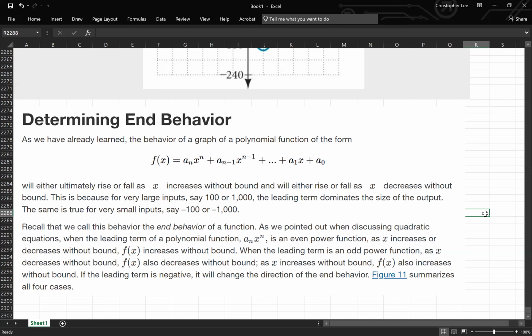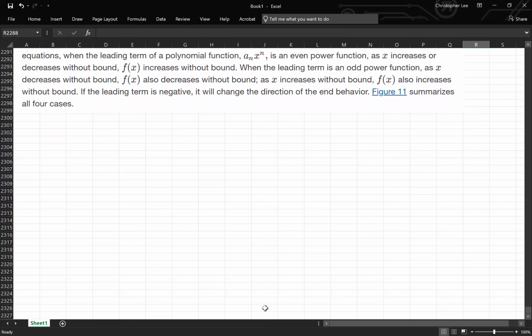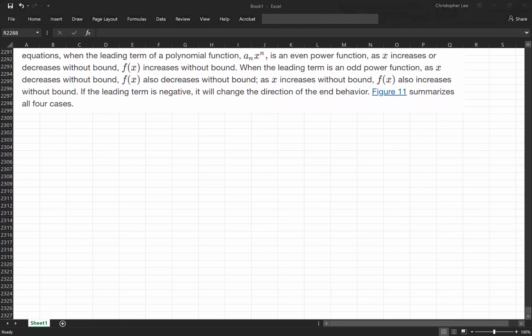Recall that we call this behavior the end behavior of the function, as we pointed out when discussing quadratic equations. When the leading term of the polynomial function a_n x to the n is an even power function, as x increases or decreases without bound, f of x increases without bound. When the leading term is an odd power function, as x decreases without bound, f of x also decreases without bound. As x increases without bound, f of x also increases without bound. If the leading term is negative, it will change the direction of the end behavior, right? And we kind of know this already, just a little bit of a review.